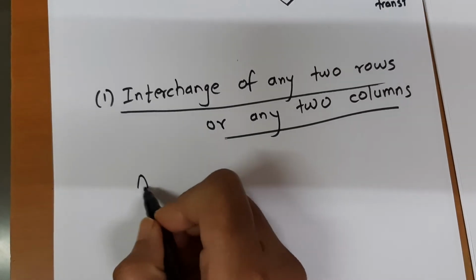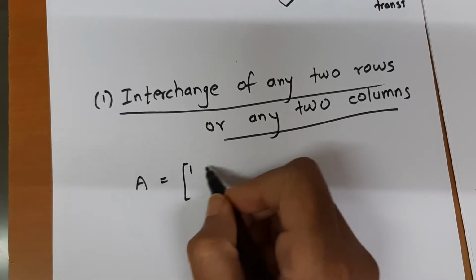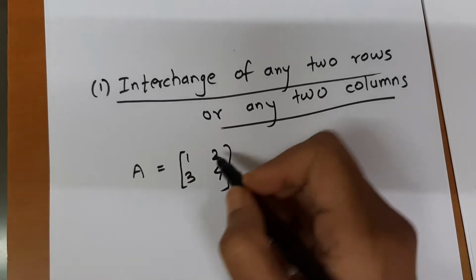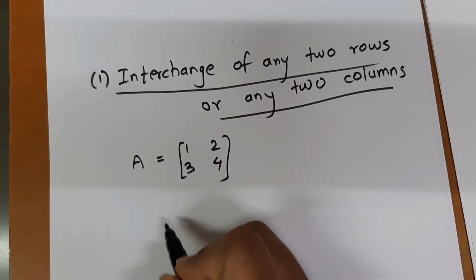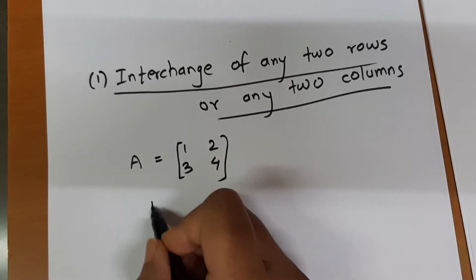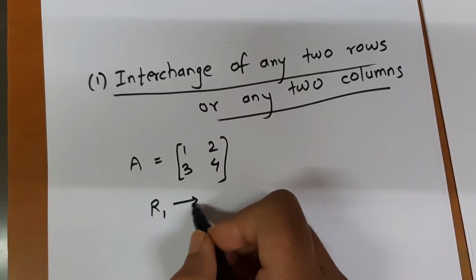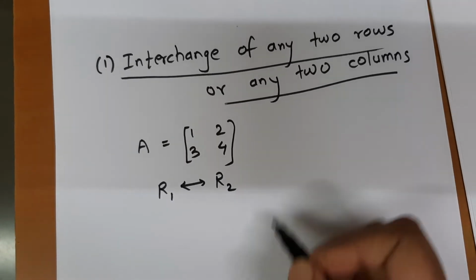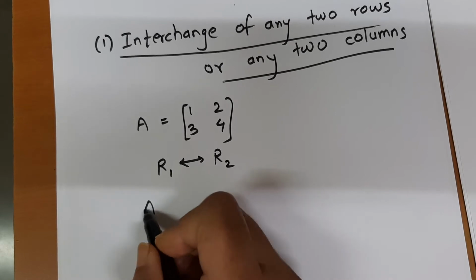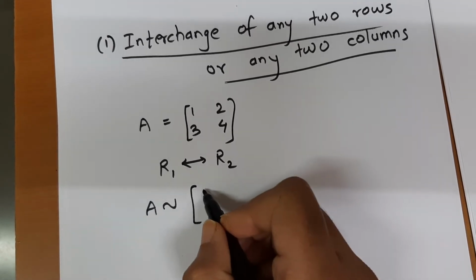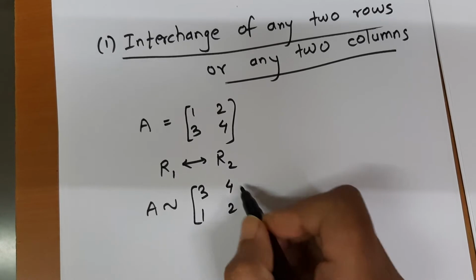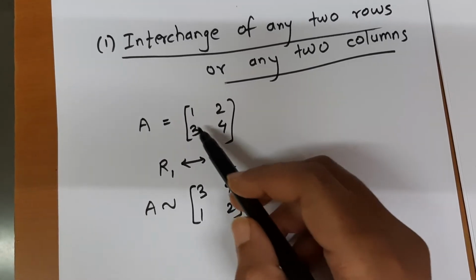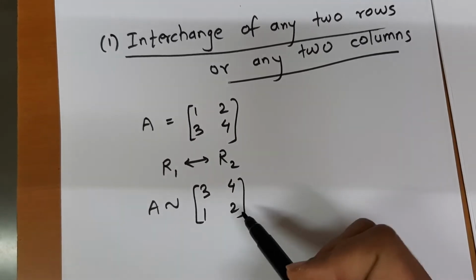For example, if I have a matrix A = [1 2; 3 4], I can interchange its rows and columns. If I want to interchange the rows, how can we write this? That is R1 interchanged with R2. This is the operation on the matrix, and after interchanging we can write [3 4; 1 2]. That means we have interchanged the second row with the first row.